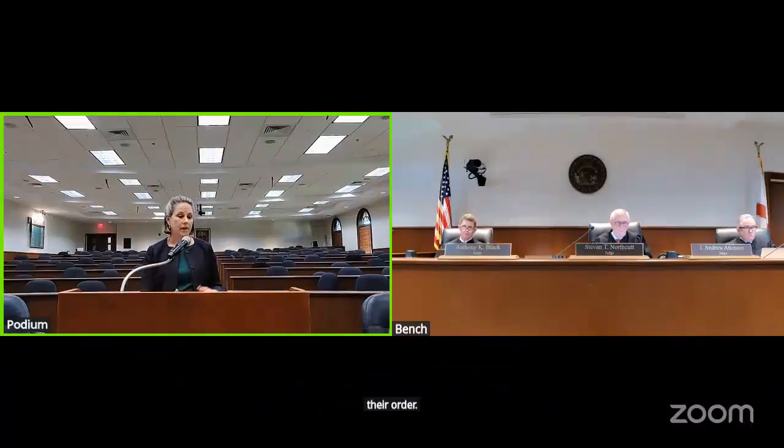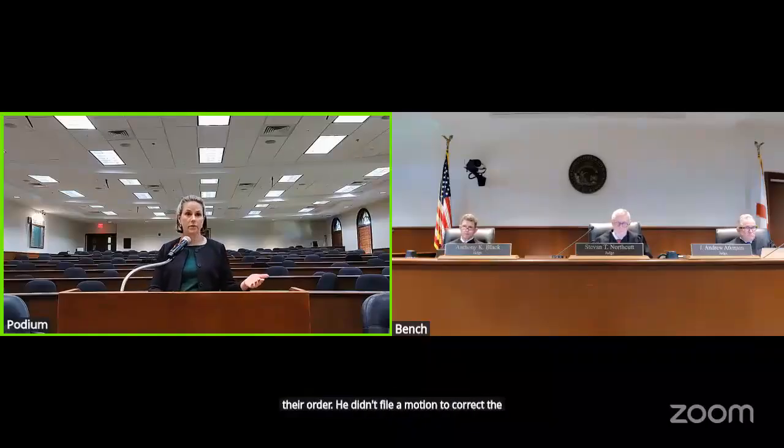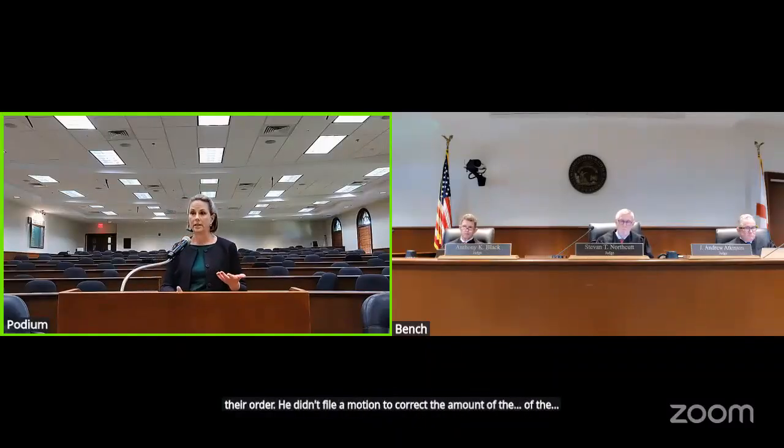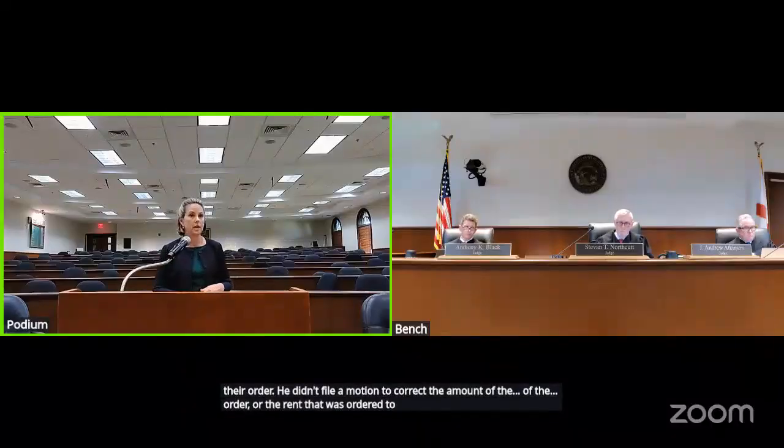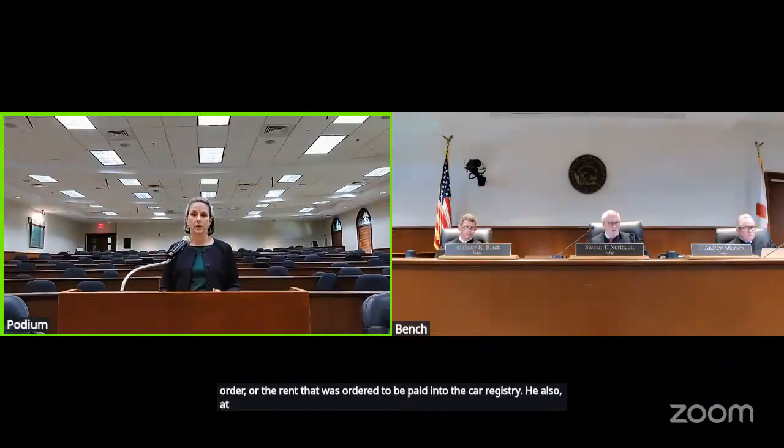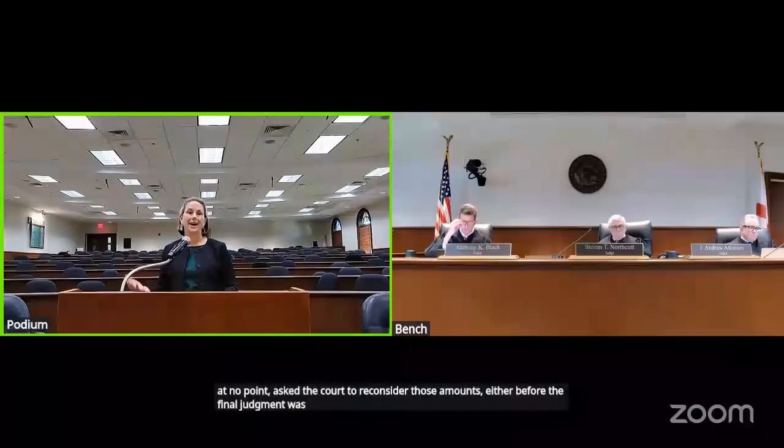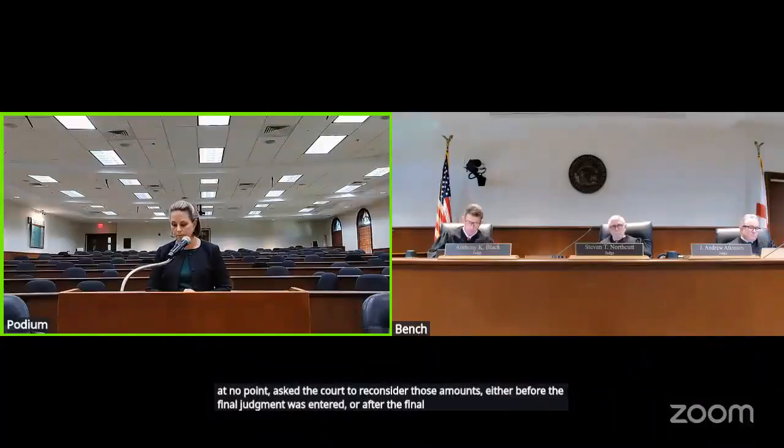He didn't file a motion to correct the amount of the order or the rent that was ordered to be paid into the court registry. He also at no point asked the court to reconsider those amounts, either before the final judgment was entered or after the final judgment was entered.